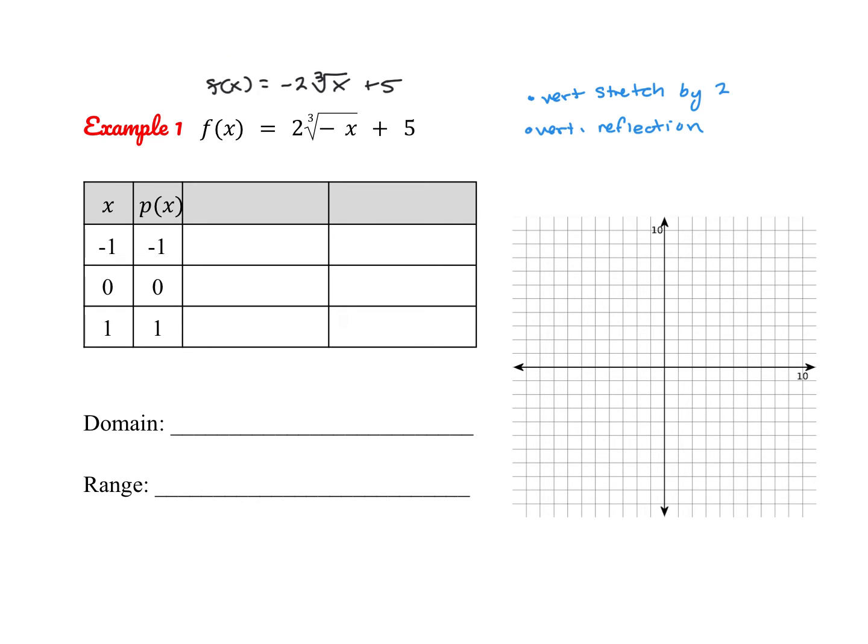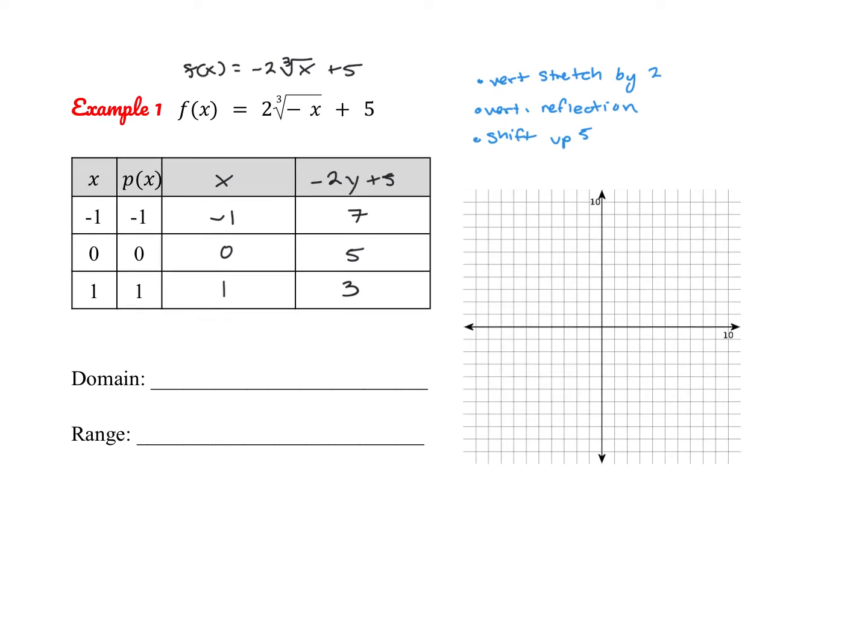And I also see that our graph is getting shifted up 5. So actually all 3 of these transformations we can consider to be vertical. So our x values will stay the same, and then we multiply our y values by -2, and then we add 5. So we have -1, 0, and 1. And then here this gives us 7, 5, and 3.